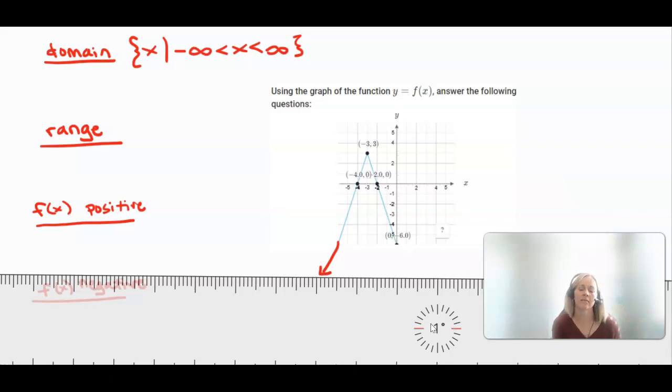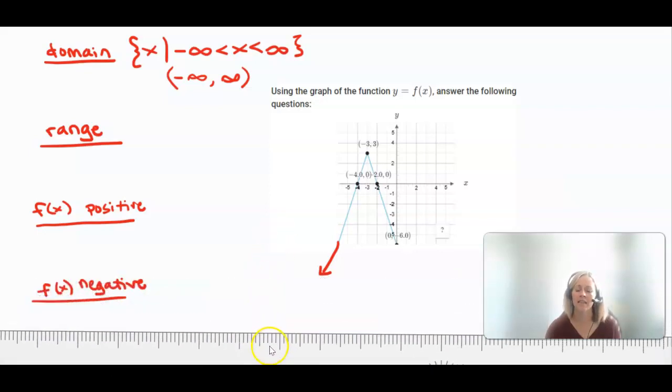Let's go ahead and write it in interval notation just so we can see what that looks like. So we'll have it from negative infinity to positive infinity. Again, we don't want to include either of those, and so we'll just have them in parentheses. Okay, let's do the same thing with range.